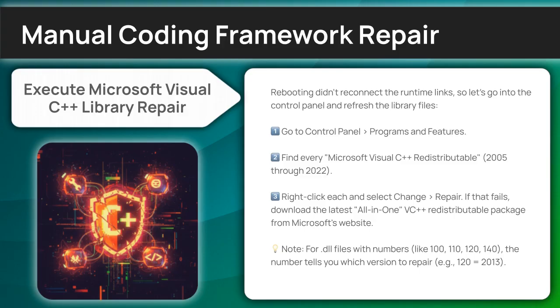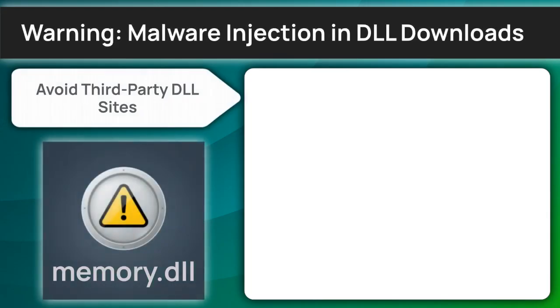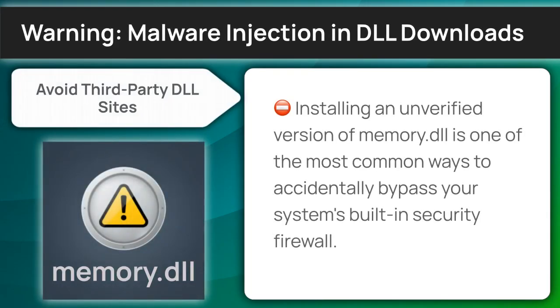Please note that for DLL files with numbers, the number tells you which version to repair. For example, 120 equals 2013. From a systems engineering perspective, there is one major security pitfall I need to help you avoid. Replacing Memory Library without a proper diagnostic environment can lead to DLL hell, where multiple conflicting versions of the library paralyze your operating system's ability to load software.